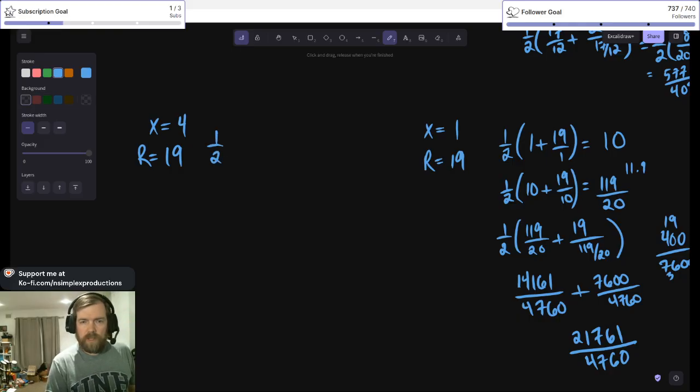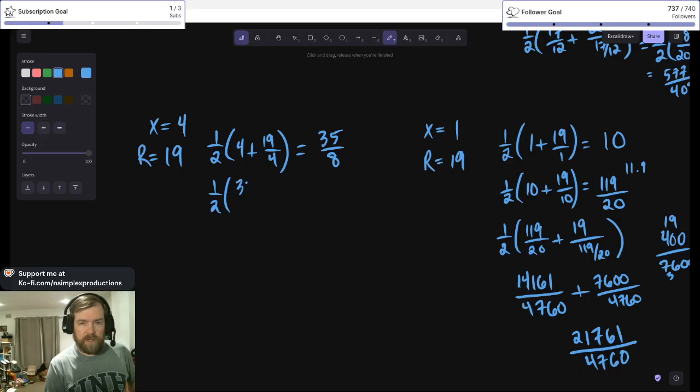Then we want here a 1/2 of 4 plus 19 over 4. Much better guess, right? So then this is going to be 4. We need a 16, and a 19 is going to be 35 over 8. A 1/2 times 35 over 8 plus 19 over 35/8.